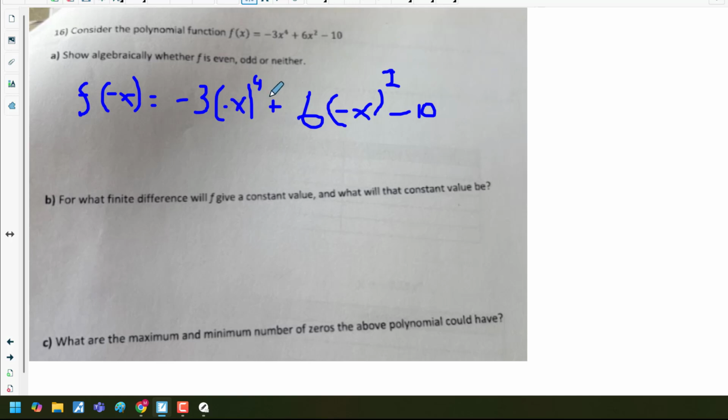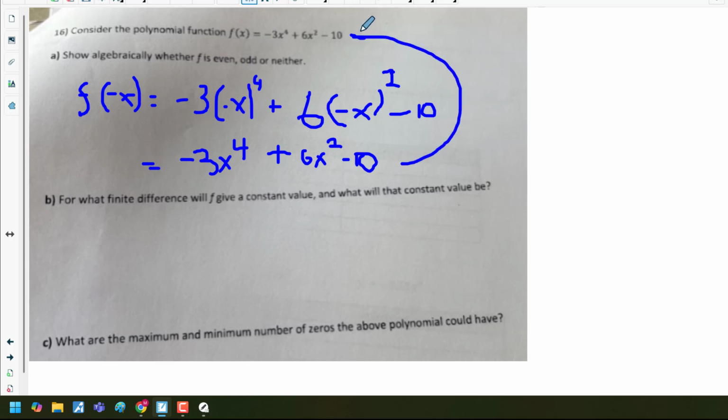So whenever you have a negative x to an even exponent, basically that gets rid of that negative sign. So the first term is just negative 3x to the power of 4. The second term is just plus 6x squared. And negative 10 never changed because it didn't even have an x value. So this is exactly identical to the original function. You see that?